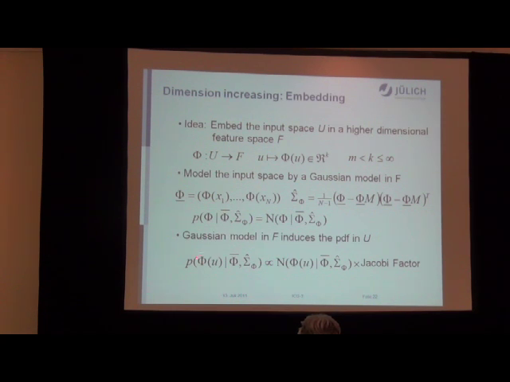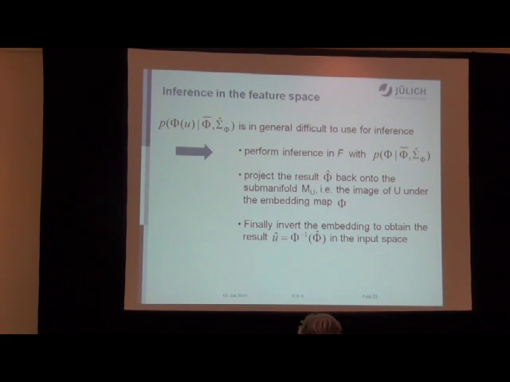The problem with this is we have a simple model in the feature space, but again, the model might be quite complicated in the input space. In order to avoid this, we propose the following: doing inference in the feature space by the Gaussian model, then project the result, for example as a MAP estimator, back onto the submanifold which is defined by the embedding of the data, and then finally invert the embedding to get the entity we would like to have in the input space.